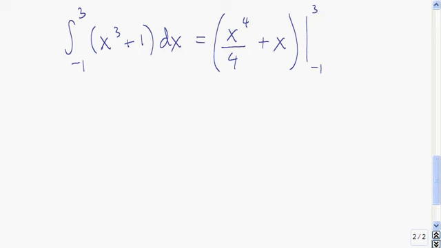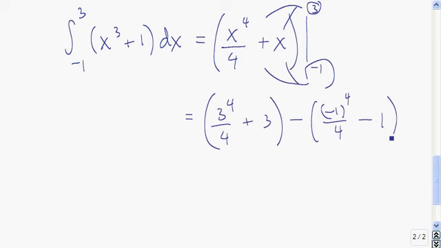So the simplest antiderivative to use in this case is the antiderivative of x cubed, x to the 4th over 4, and an antiderivative of 1 is x. Now we just take this 3, plug it in for the x's, and subtract off what we get by negative 1 plugged in for the x's. Okay, so if we put all this together, we get 24. Okay, so that's the value of the integral from negative 1 to 3 of x cubed plus 1 dx. And that is the Fundamental Theorem of Calculus.